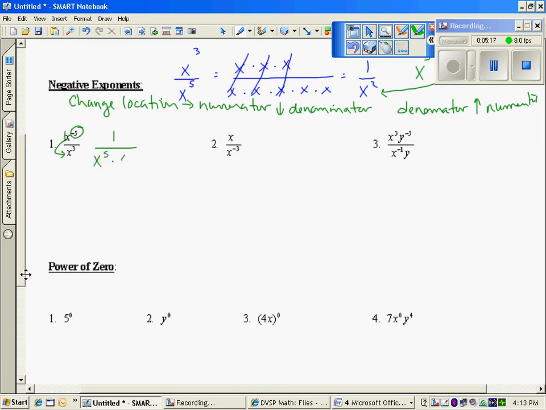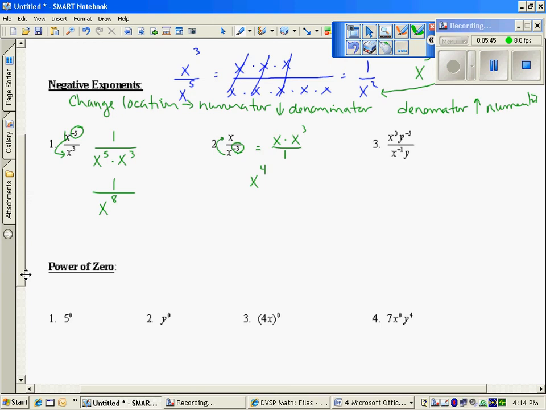X to the fifth times x to the third gives me x to the eighth. We can get 8 through expansion or remembering our properties from the earlier lecture. 5 plus 3 is 8. In the second problem, the negative exponent is in the denominator. So it just tells me to change its position, keeping the single x, moving the x cubed to the numerator, which leaves me x to the power of 4.